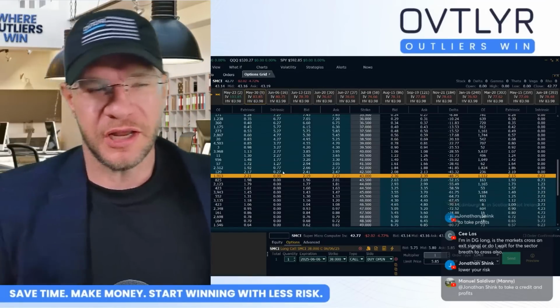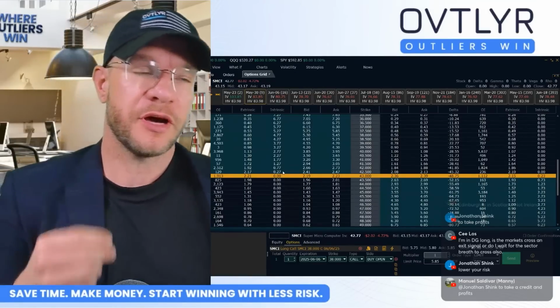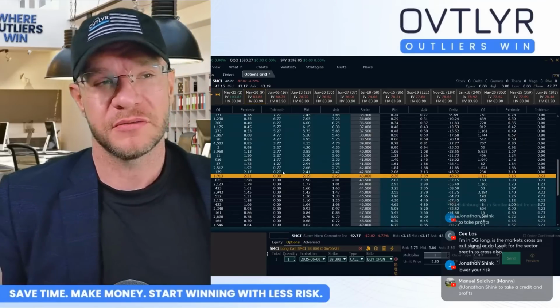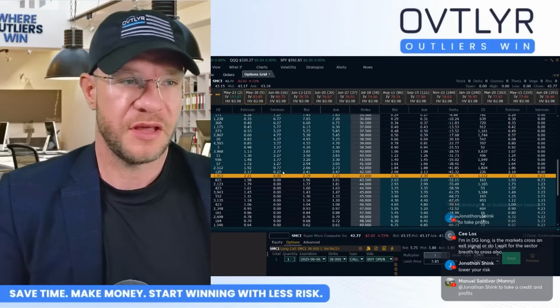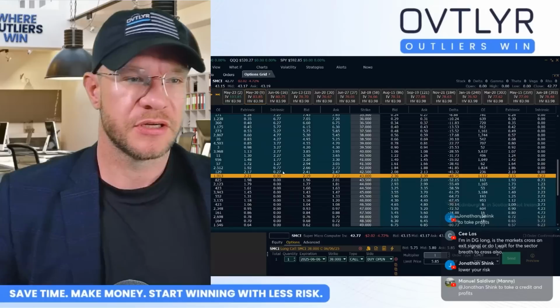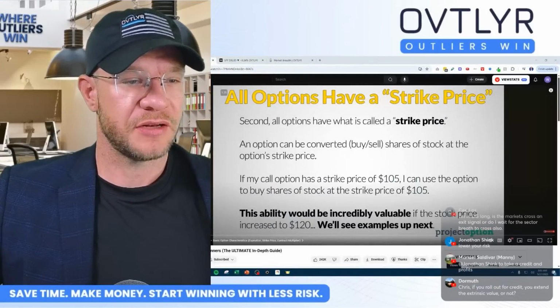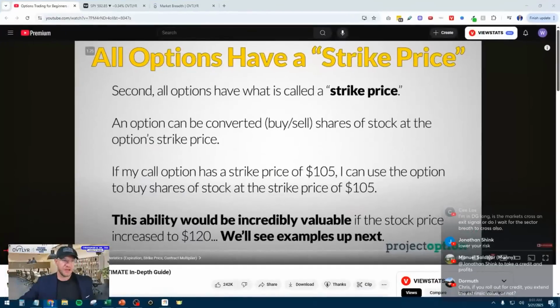Consider it like a coupon. Your coupon has an expiration date. Once that expiration date is gone, that coupon is nothing. It's just trash. So all options have an expiration date, and when that expiration date comes and goes, the option no longer is an option for you.